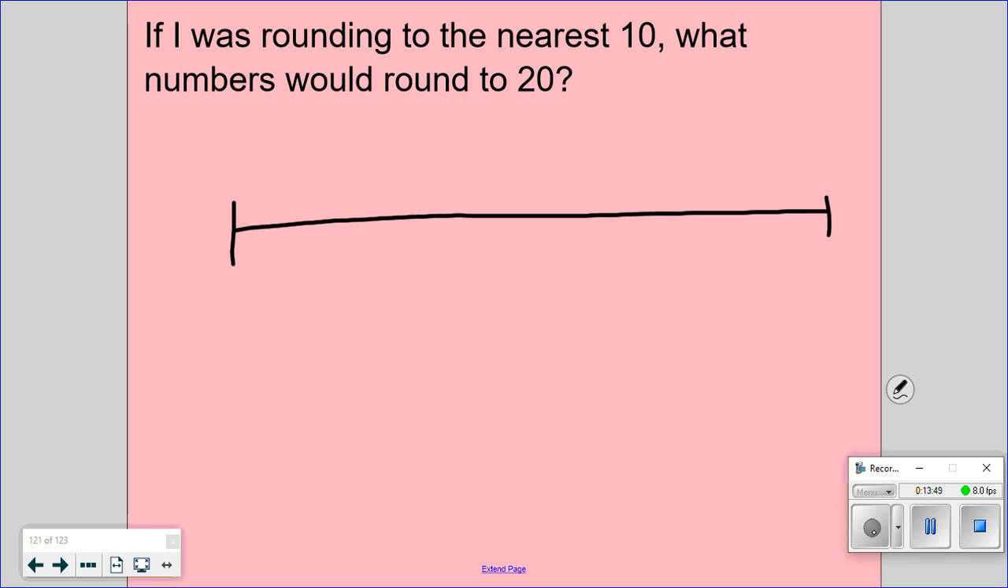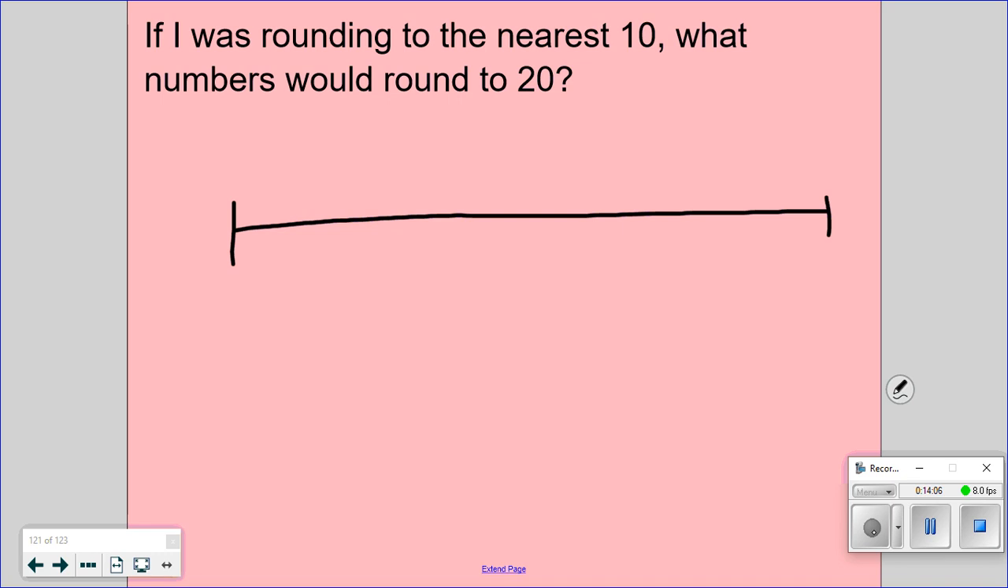Any number that would be 20 if it was a close to number. So 5 is not quite. We need something closer. 15 would round to 20. That would be a close to number. What do you think, Harper?